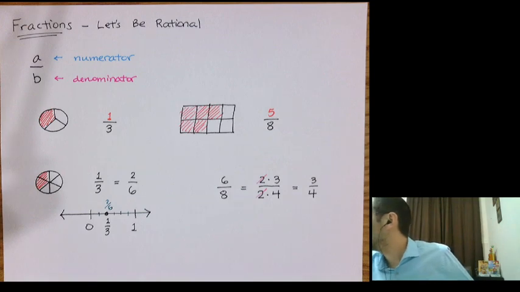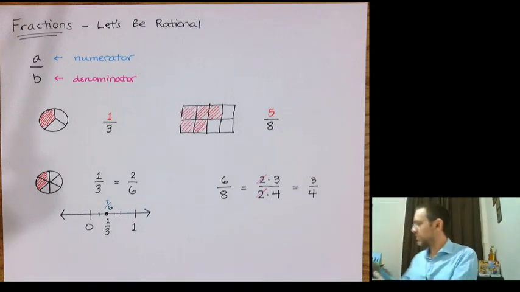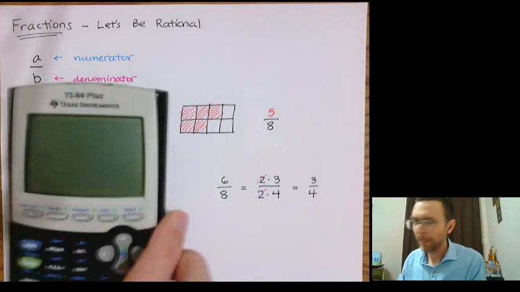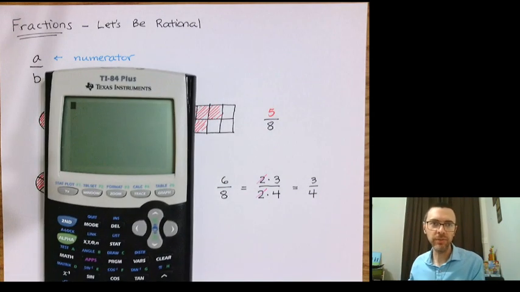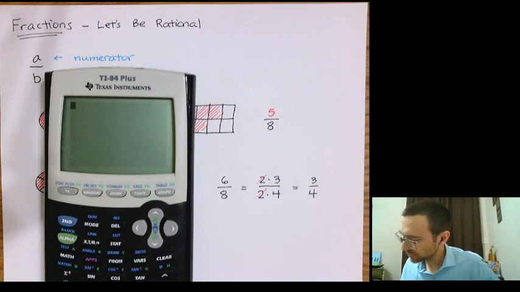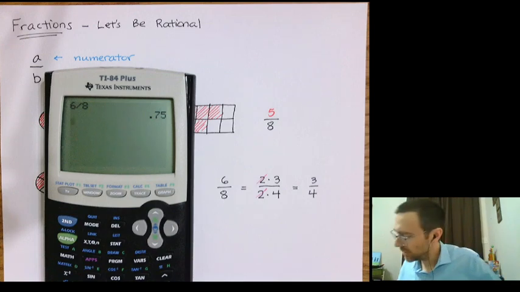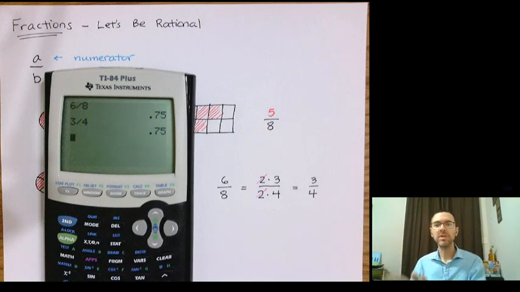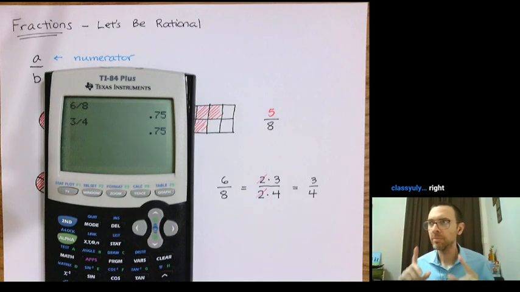Now, again, I know how a lot of students don't believe me. Why should you? Let's go to the calculator, right? We all believe this. If I type 6 divided by 8, I get 0.75. And you see that if I do 3 divided by 4, I also get 0.75. So as a decimal, these guys are exactly the same.